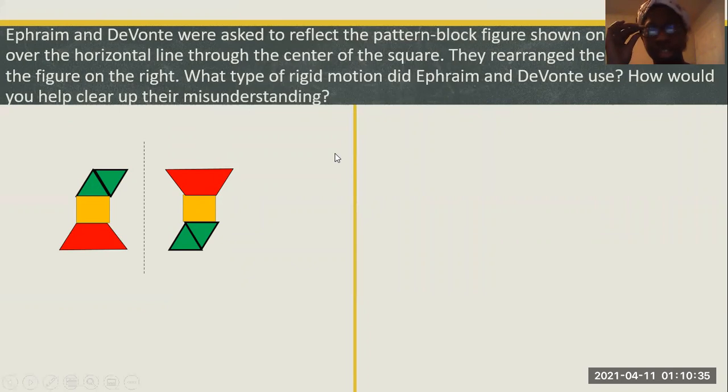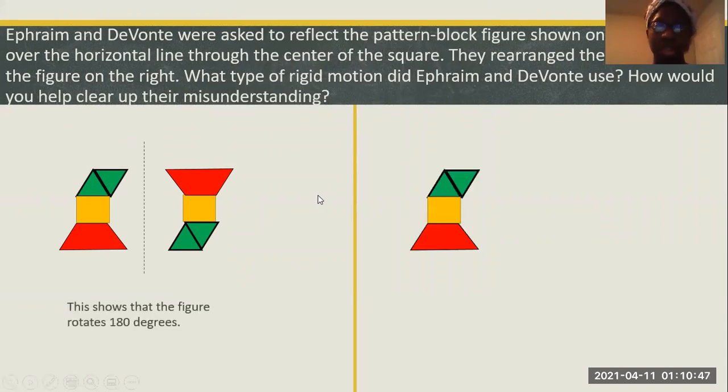So instead, it seemed that they had a 180 rotation instead of a reflection. So how can we clear up this misunderstanding?